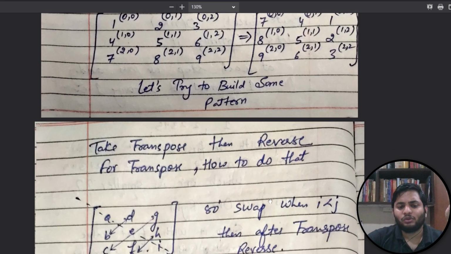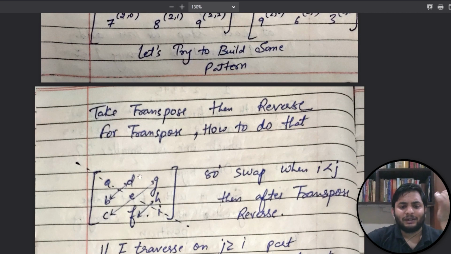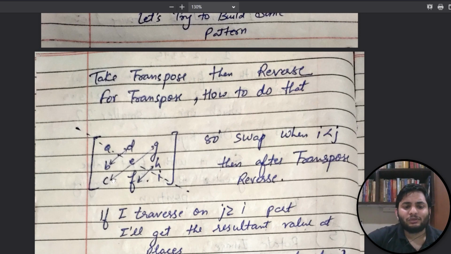And for transpose, how to do that? So this is the matrix, right? And this is the diagonal. So if I transpose this position, which is 0 comma 1, to 1 comma 0, and 0 comma 2 gets swapped with 2 comma 0 and this. So what I need to do is work on either the lower half or the upper half, right? Upper triangular.